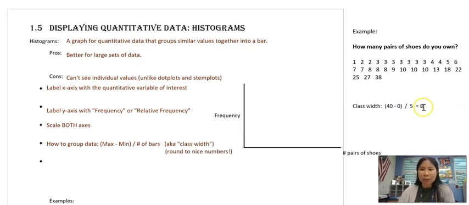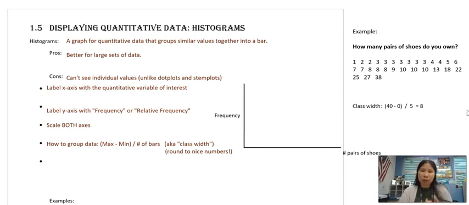When I get a class width of 8, that means in my first bar, I want numbers from 0 up until everything except 8, so like 7.9 or something like that. All the numbers in my data set from 0 up until 8, not including 8, would go in that first bar, and that will determine how tall my bar is going to be.